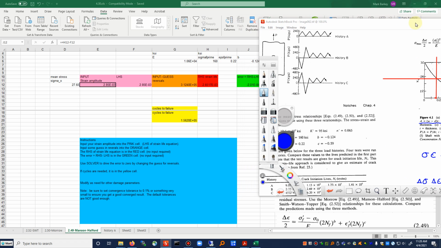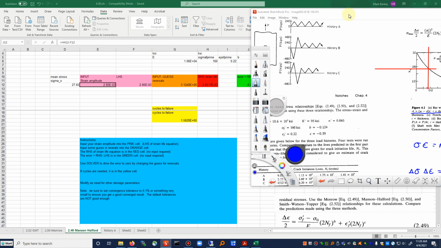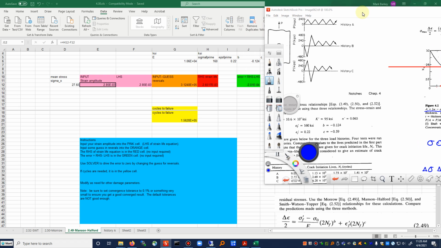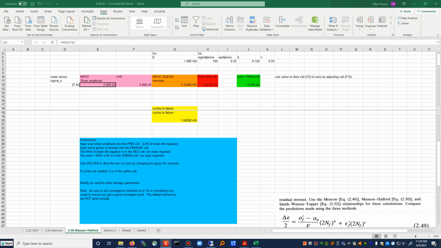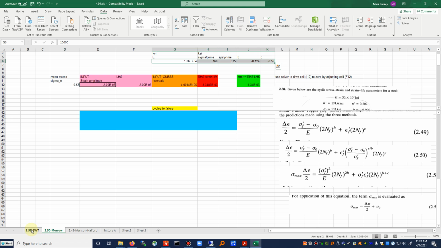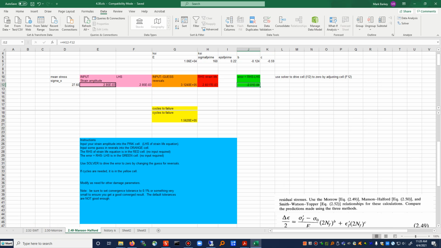Okay, so E is 10.6 times 10 to the 3 KSI. All right, that's good. Sigma F prime is 160. Epsilon F prime is 0.22. B is equal to minus 0.124. And C is equal to minus 0.59. Now, what I've done is I've copied these into these other spreadsheets as well, and so I think I am okay. So next thing we need to check is our mean stress.